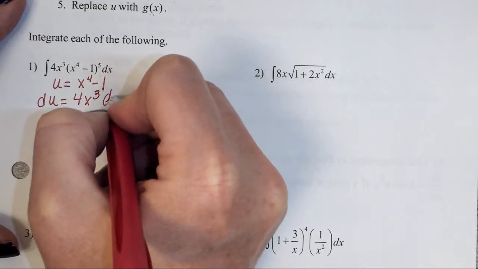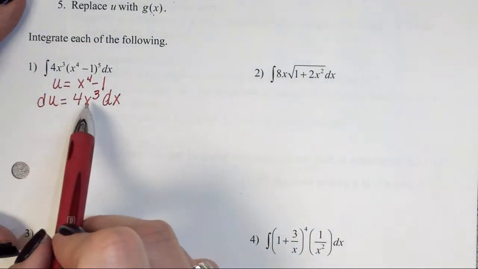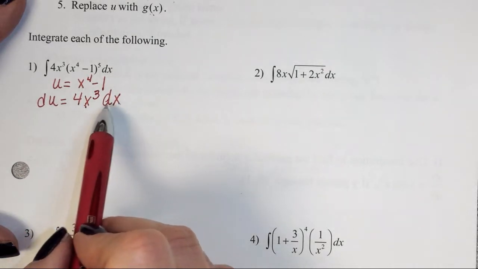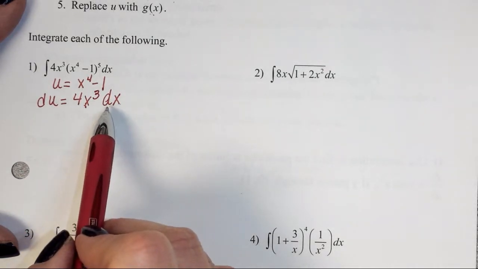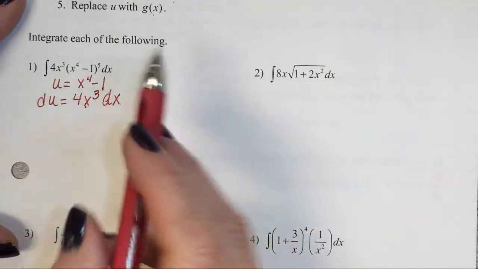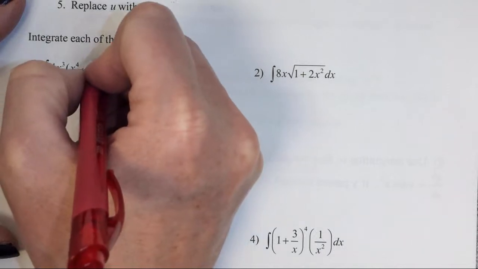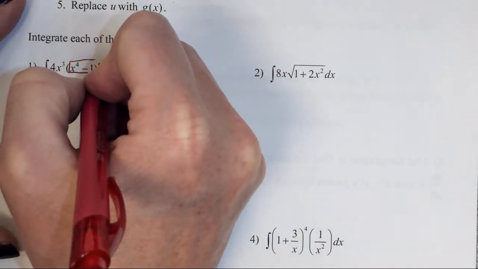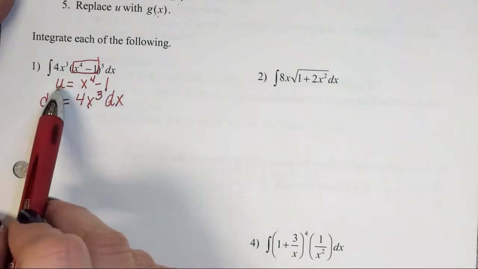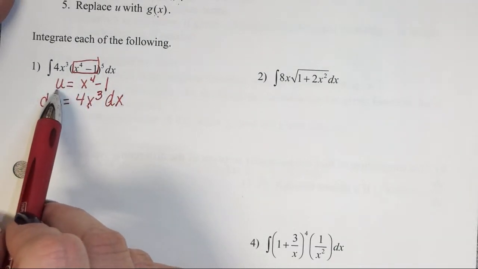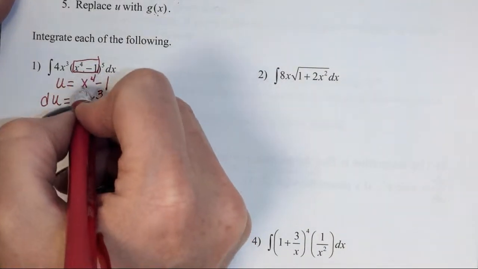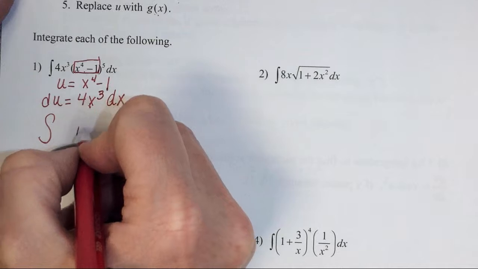And now we're going to put dx after it. Anytime we take the derivative with respect to x on these, we're going to put dx to show that's what we took the derivative with respect to. Now we're going to look back at our original problem. X to the fourth minus 1 is right here. What is that the same thing as? It's just u, isn't it? That's u. So rewriting the problem, this box, x to the fourth minus 1, is u.